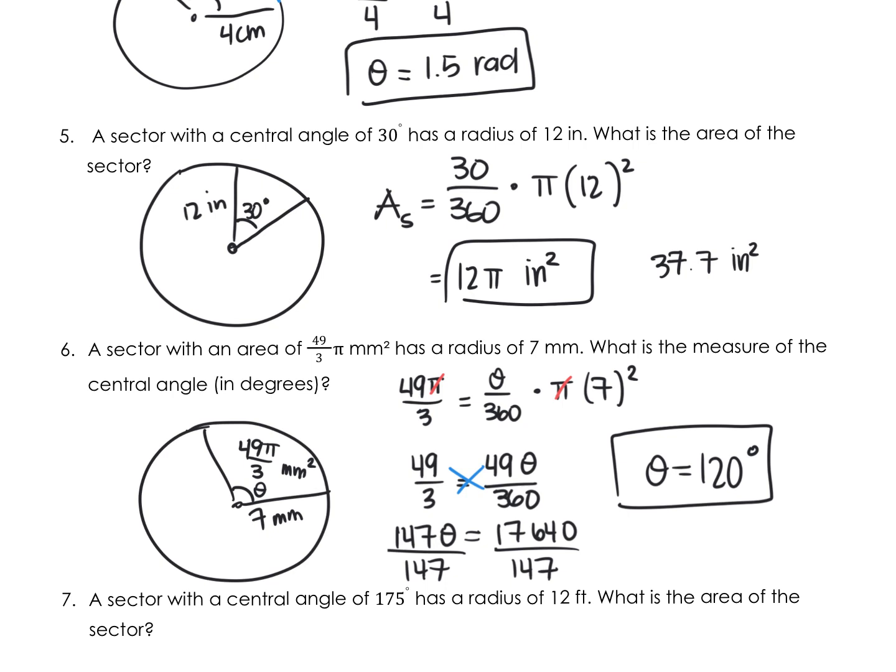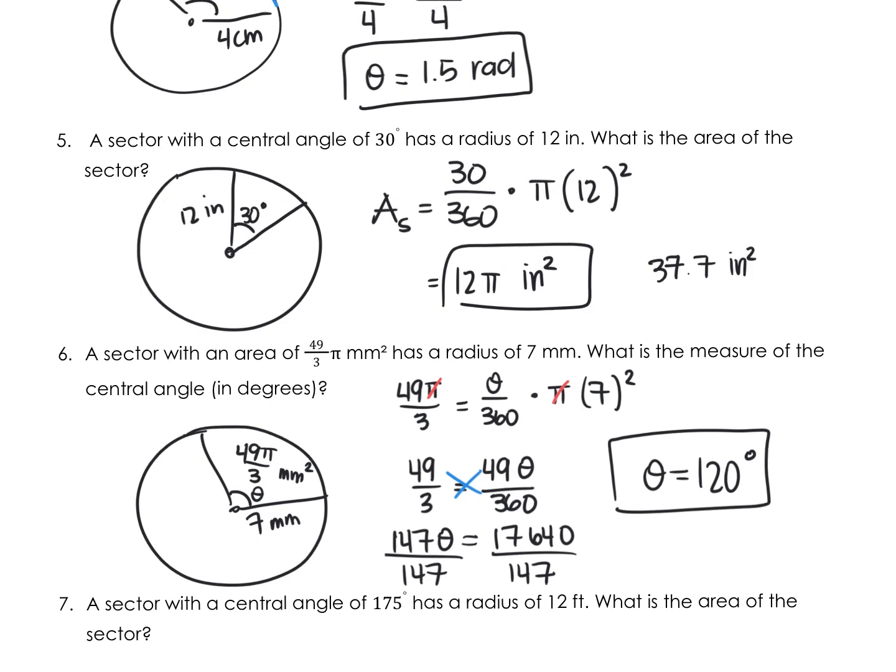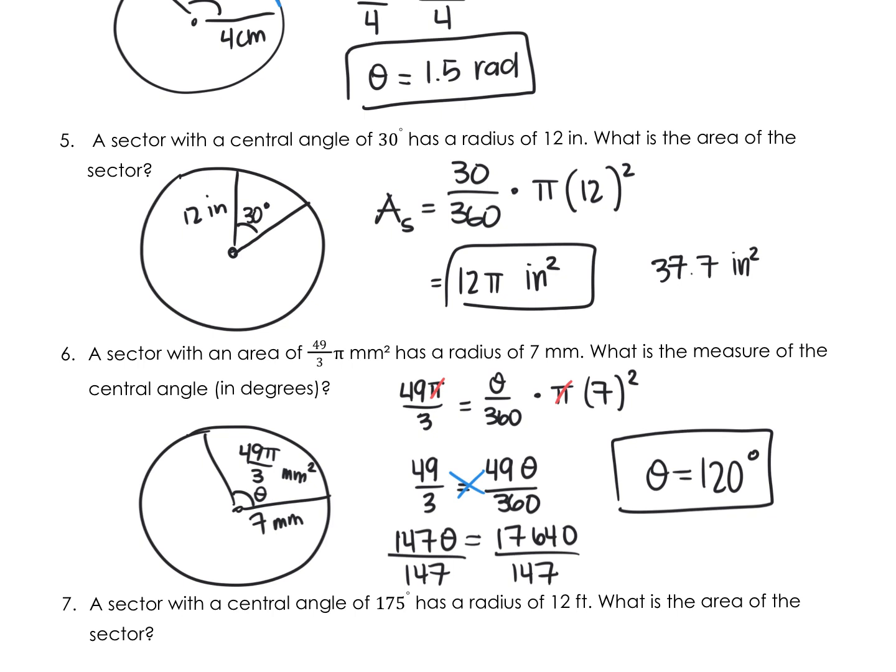In this case, unlike with arc length, the formula we use for the area of a sector is always in terms of degrees. So if I solve for theta, I'm solving for theta in degrees. If I want its measure in radians, I would take 120 and multiply it by pi over 180, which is 2 pi over 3.